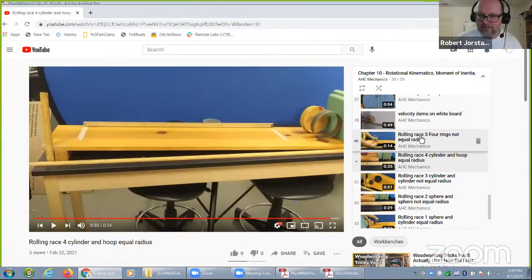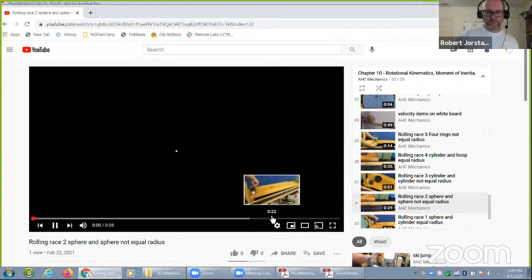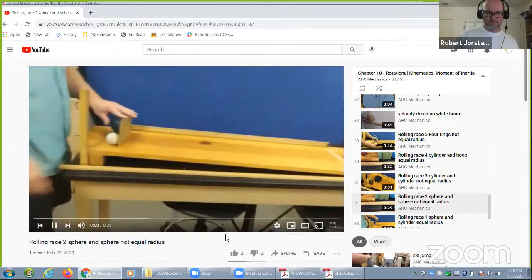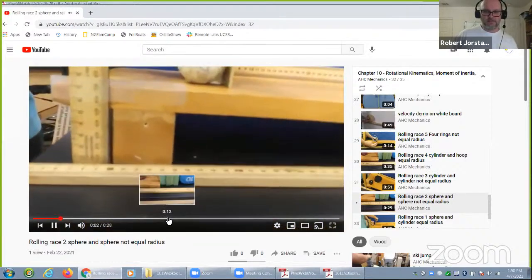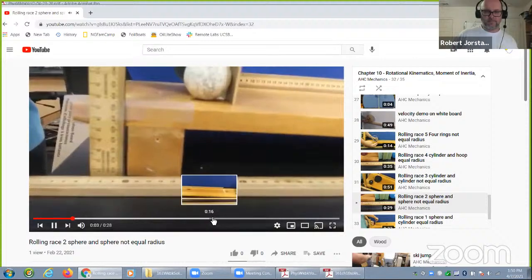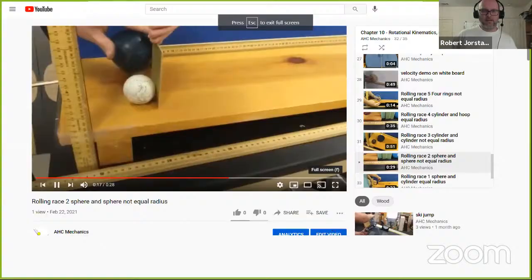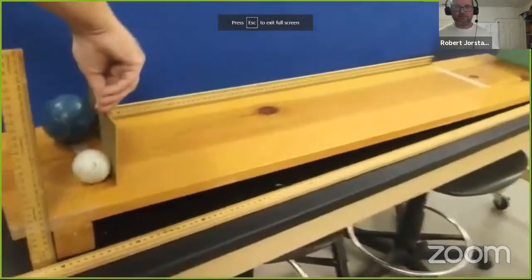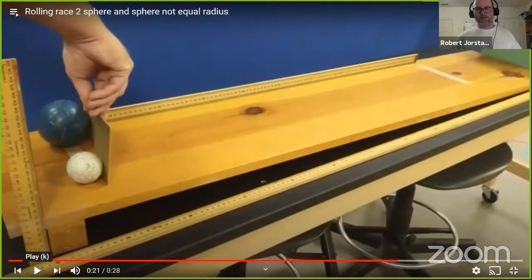What about, let's try this one. How about this one? I have two spheres. They're both solid. I have two solid spheres. I'm releasing them. The center of mass of each sphere is on the starting line. Which one's going to win the race if you had to guess?